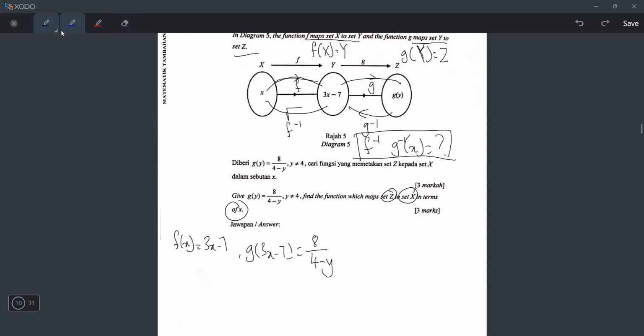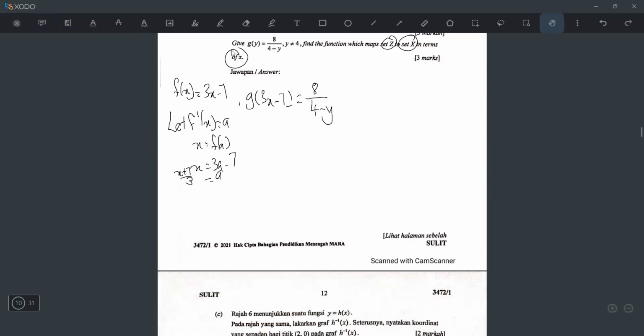Alright, so I need the f inverse and g inverse now. How to do it? Just let f inverse x equal a. Then x equals f a, so x equals 3a minus 7, and a equals x plus 7 over 3. That's your f inverse, done already. So your f inverse x is x plus 7 over 3.